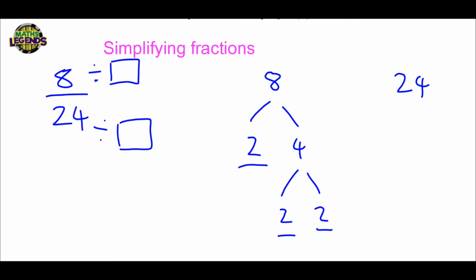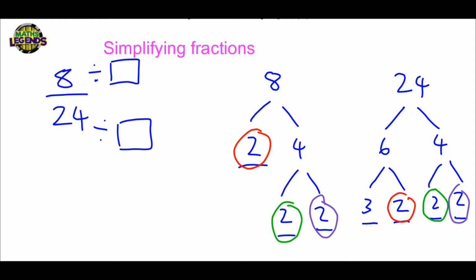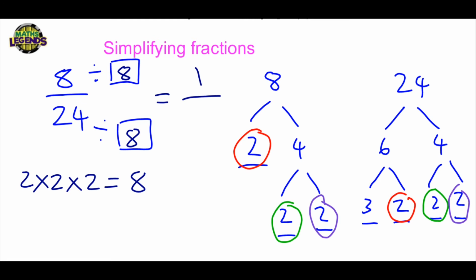We do the same for 24. So we have 6 times 4, and we can break this further: the 6 into 3 and 2, and the 4 into 2 and 2. We stop here, again, because these are prime numbers. So looking at this, we can see that the common ones are 2 and 2, this 2 with this 2, and this 2 with this 2. So we have three 2s on each of the trees that we've just drawn. So 2 times 2 times 2 is 8. So we can divide top by 8 and the bottom by 8. This then gives us 8 divided by 8 is 1 and 24 divided by 8 is 3.